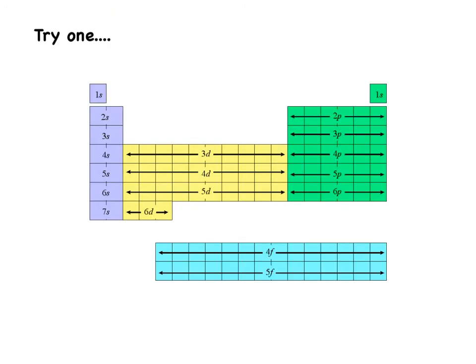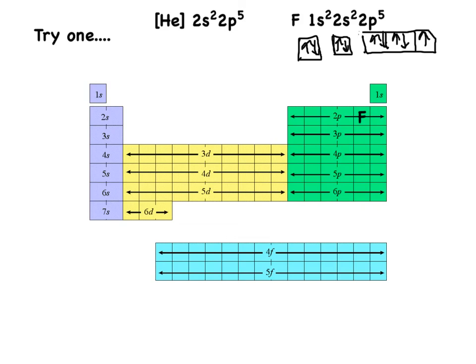So here's one for you to try. Write the electron configuration for an atom of fluorine. Pause it here and give it a go. Fluorine's electron configuration would be 1s2, 2s2, 2p5. The noble gas configuration would be the core of helium followed by 2s2, 2p5. And the box diagram would look like this.